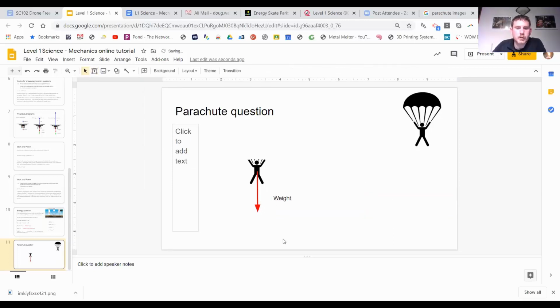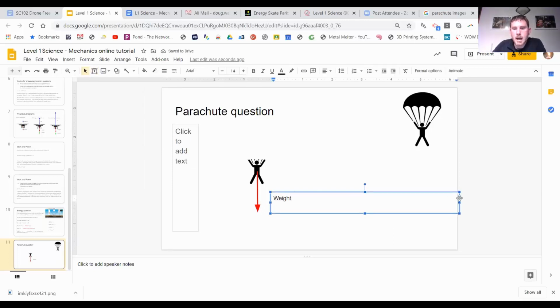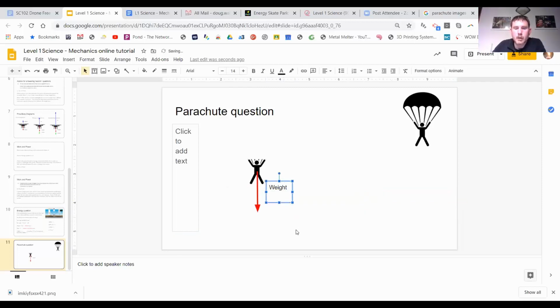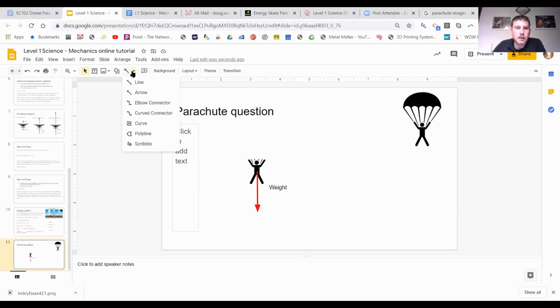So as soon as that person's jumped out of the plane, they have 0 speed the instant they jump out, but they've got weight force acting downwards. And so what's going to happen is that they're going to get faster and faster and faster downwards as they accelerate downwards. And the faster they get, the more air particles they're going to bump into every second.